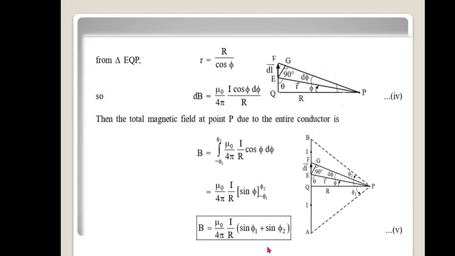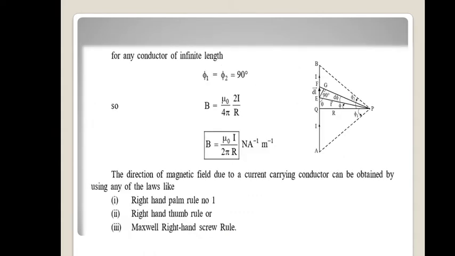And this is for a conductor of finite length. Here we have two cases, remember all of you, don't get confused. Even in the exam they may ask for both cases, 5 plus 5 marks. It's a very simple thing, and also very tricky. So what is the unit of this one? Newton per ampere per meter. This is the unit of the total magnetic field for the infinite length.